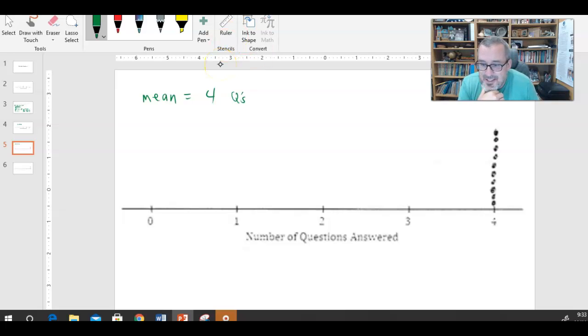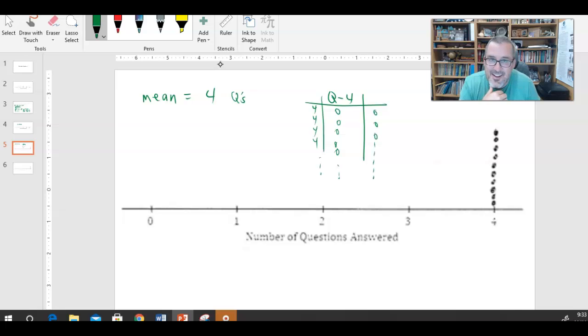Now can you imagine this? I'm not going to go through all the work, but can you imagine doing that Q minus the mean? Q minus 4. But there's 4s all the way down. So Q minus 4 would be 0 all the way down. And if you squared that, you would get 0 all the way down. And if you averaged that, you would get 0. And if you took the square root of that, you would get 0.